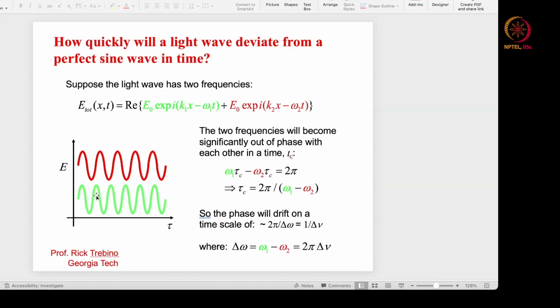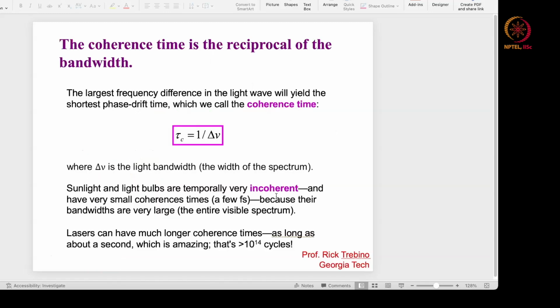All right. So the two waves will become significantly out of phase over a time scale given as tau c, which is nothing but 2 pi, but the frequency difference between the two waves. All right. So this is how quickly a sine wave will deviate from a perfect sine wave in time. Okay. So assume that it starts as a perfect sine wave. In a very short time, because it has got two frequencies, it will drift. Okay, the phase will drift. Okay? So this is exactly what happens in this particular case.